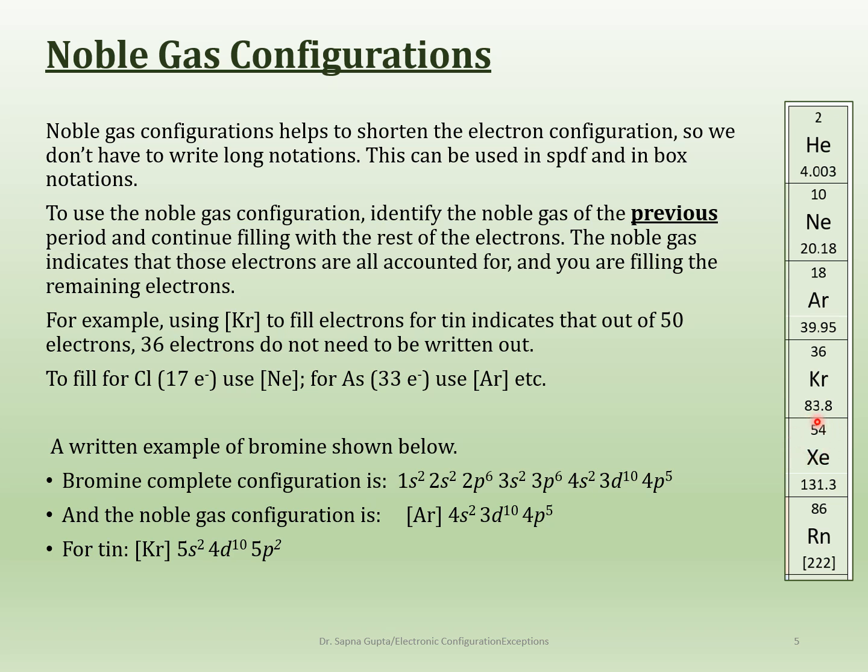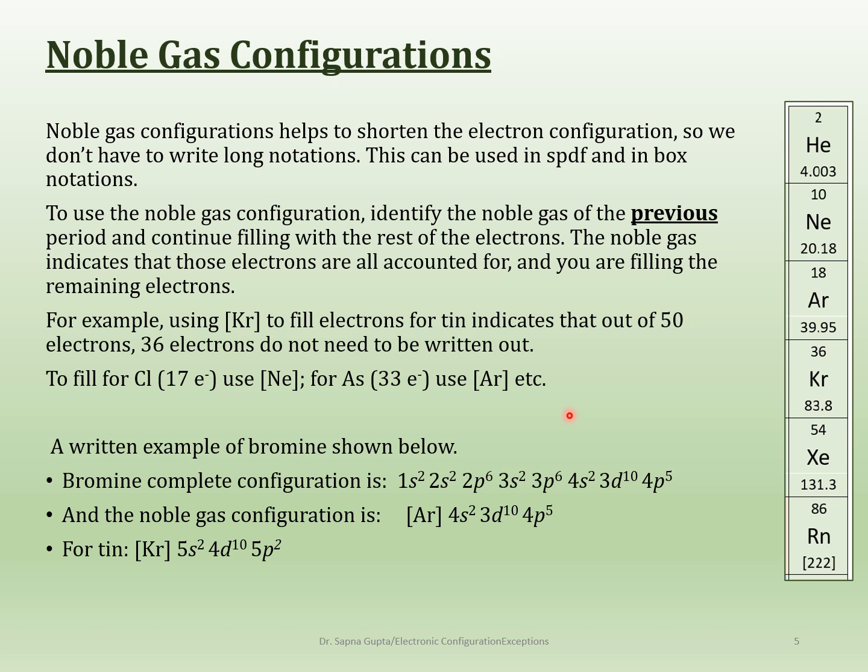So it means you can't choose 54. You have to choose the element below before that. So you will choose krypton, which means 36 electrons are accounted for, and then now you're going to fill the rest of them out. Okay, so it makes your life a little bit easier.